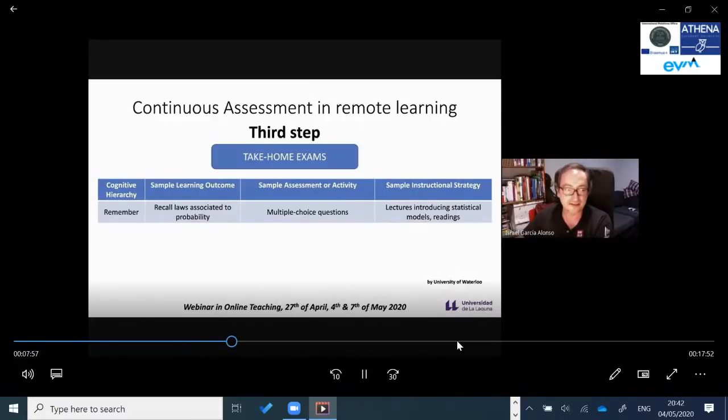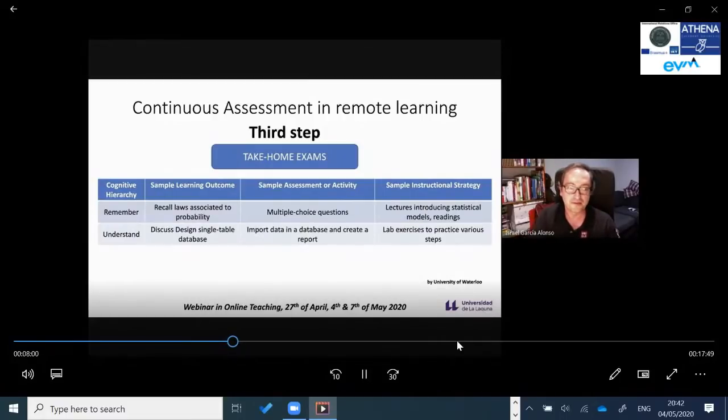Another example could be if we want them to do something that shows us if they understand, for example, discuss or design a single table database. We can give them a group of data in a database and ask them to create a report. But then in the instructional strategy, we have to orient it to that kind of assessment. For example, making exercises from the lab to practice various steps.